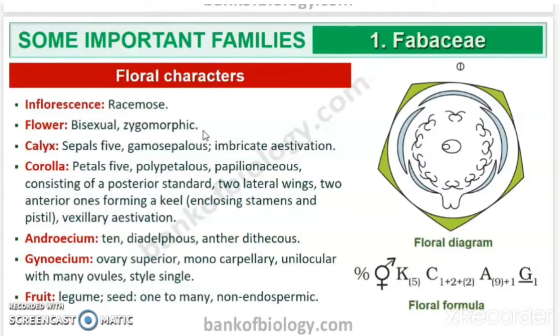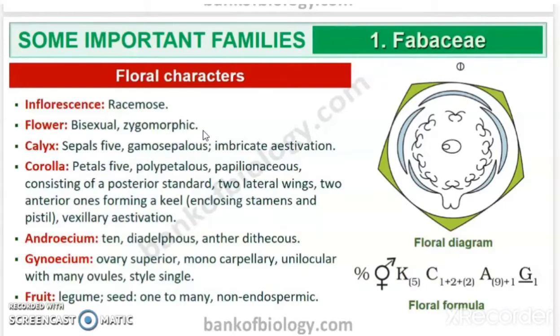And what is zygomorphic? This is the symmetry in which the flower can be divided into two similar halves, and that can be done only in a particular vertical plane. Okay, only in one direction can it be cut into two similar halves. They are not equal halves in all directions. They are similar halves in one single plane, that is the vertical plane, right?